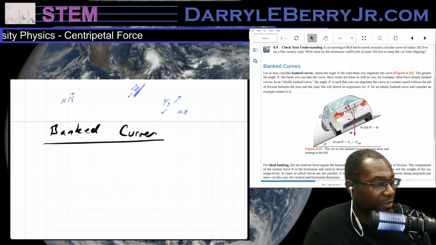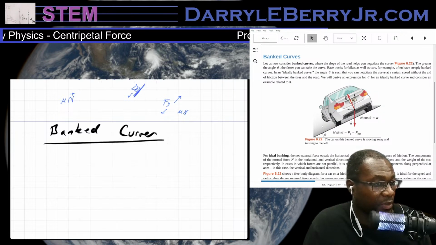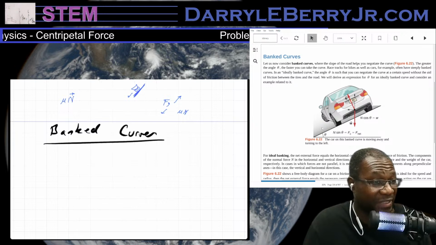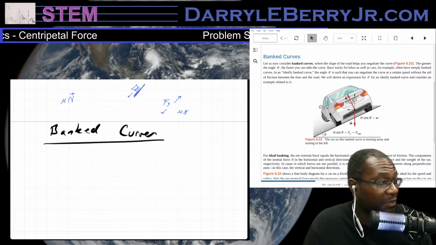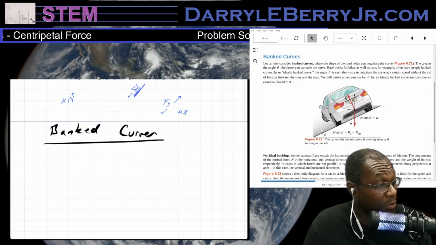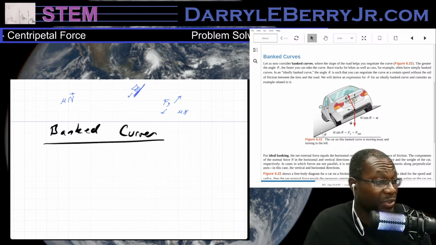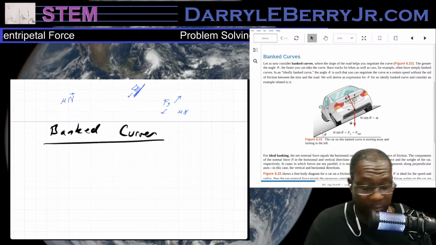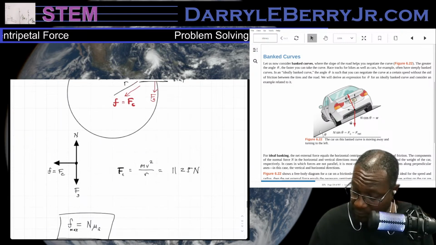Let us now consider banked curves, where the slope of the road helps you negotiate the curve. The greater the angle theta, the faster you can take the curve. Racetracks for bikes as well as cars, for example, have steeply banked curves. In an ideally banked curve, the angle theta is such that you can negotiate the curve at a certain speed without the aid of friction between the tires and the road. We will derive an expression for theta for an ideally banked curve and consider an example related to it.